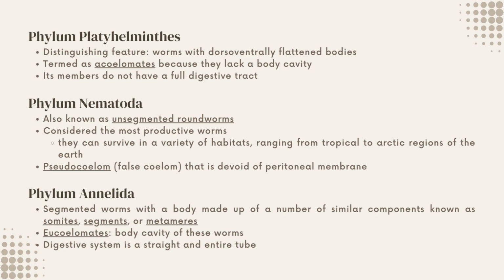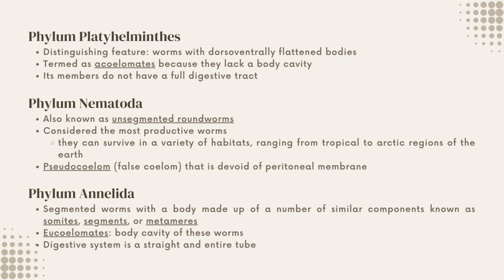Next, nematodes are also known as unsegmented roundworms. They are said to be the most productive worms because they can survive in a variety of habitats, ranging from tropical to Arctic regions of the planet. They also have a body known as pseudocoelom or false coelom that is devoid of peritoneal membrane. They also have a fully functional and complete digestive tract.